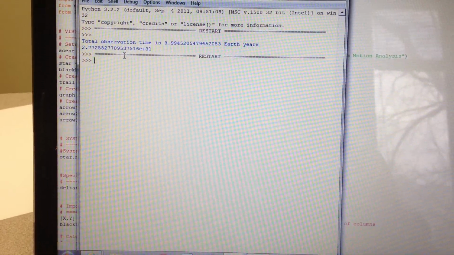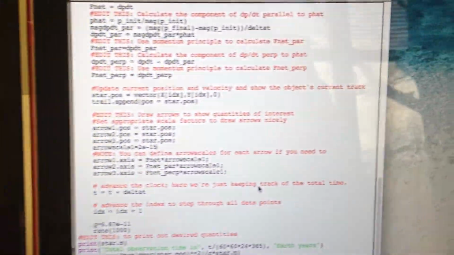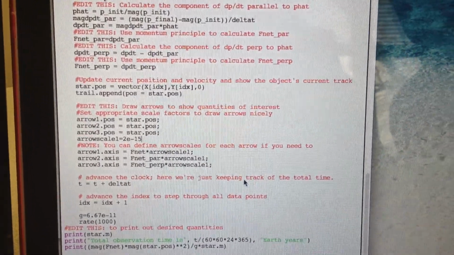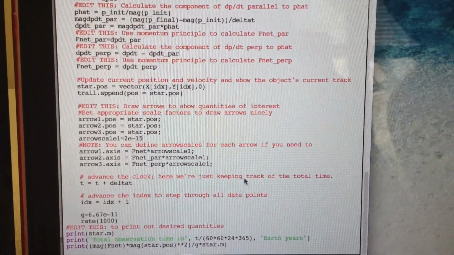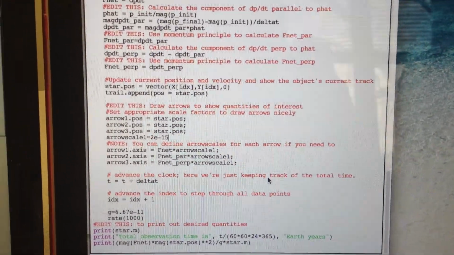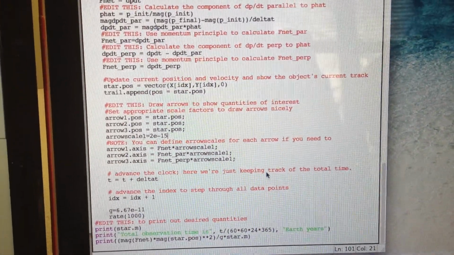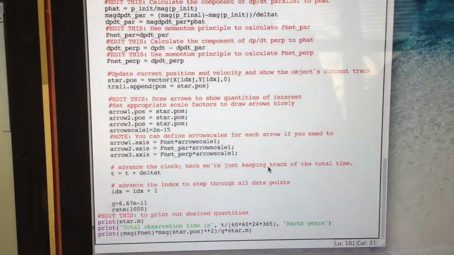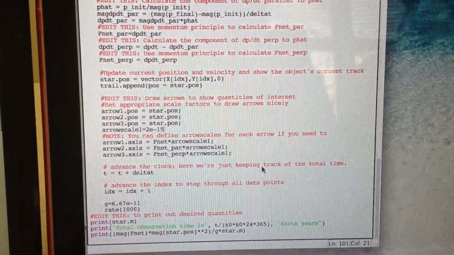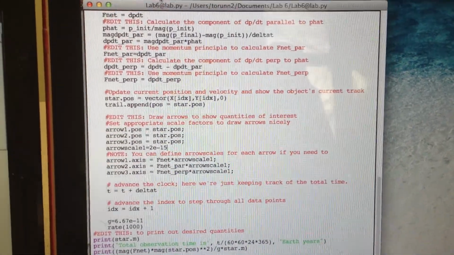To make this clear for the video, I used another computer to run and show you my discussion of the change in momentum as compared to Fnet. So you can see here, I use the code which shows the star data as it runs. You're going to see a black arrow which represents the net force, a blue arrow which represents the component of the net force in the parallel direction, and then a red arrow that represents the net force in the perpendicular direction. So I'll run that here.